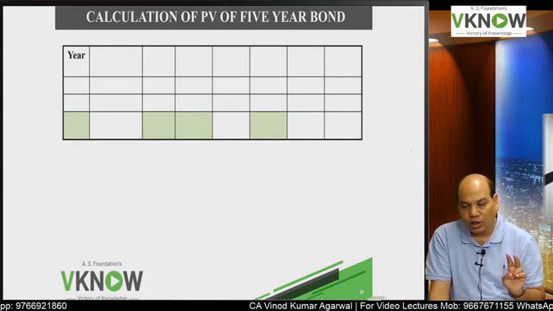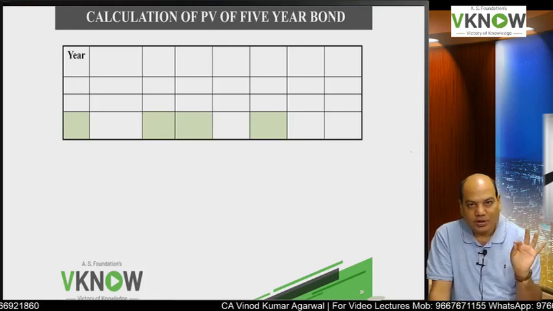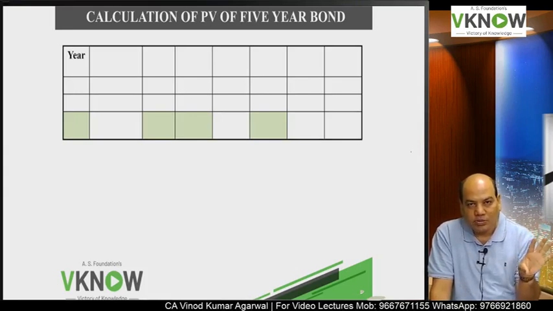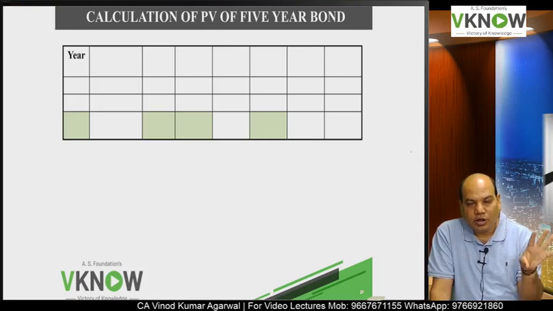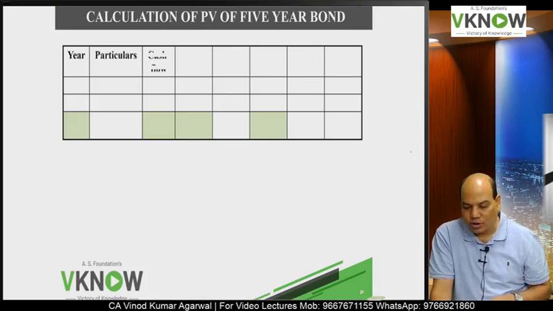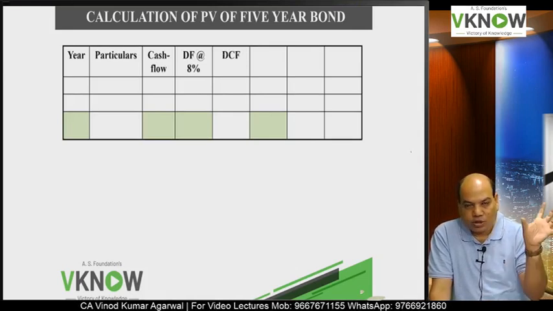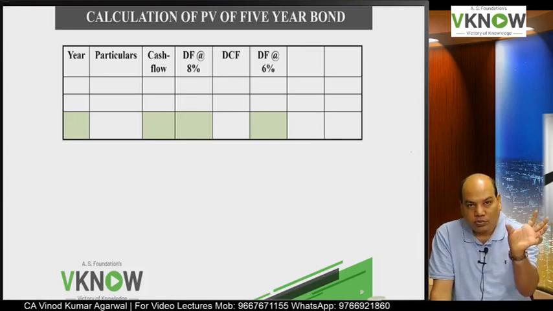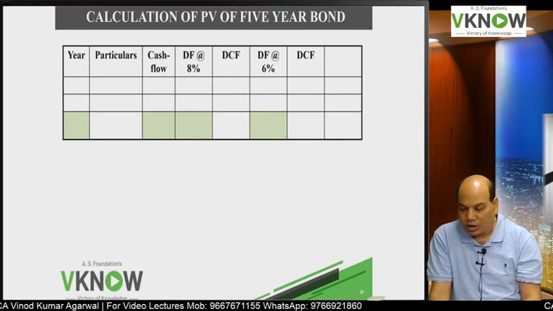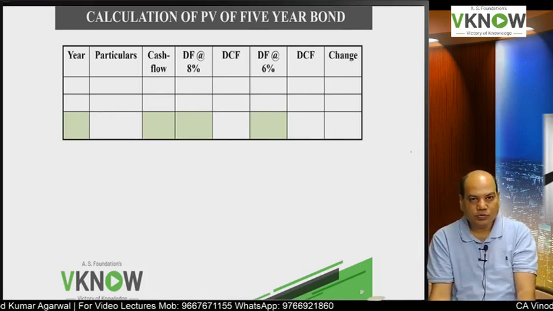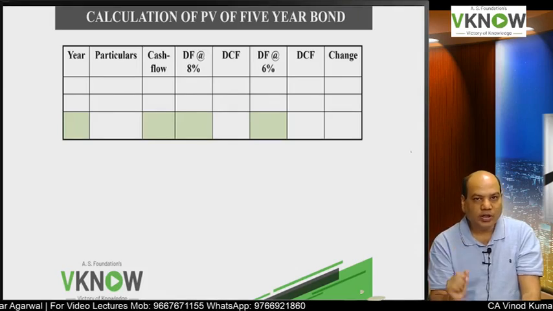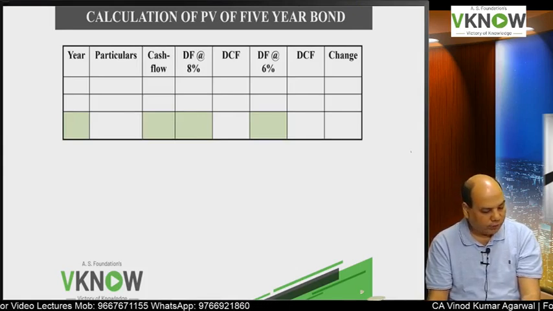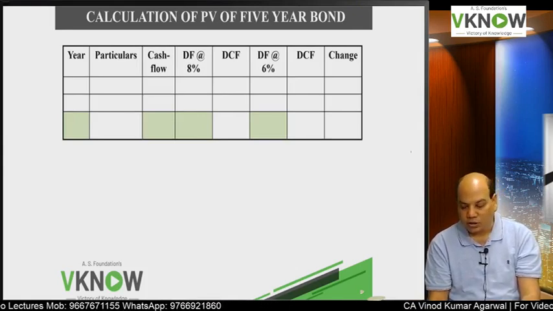Now I have to do two calculations, one at 8% discount rate, one at 6% discount rate, because I have to see how much change occurs in principal and in coupon. So both in one table. First we'll do the calculation at 8% discount rate, and then at 6% discount rate, and then we'll calculate the change. Same way you will do for 20 years also. So write down the format first. Any other format is welcome if you are getting the same answer.